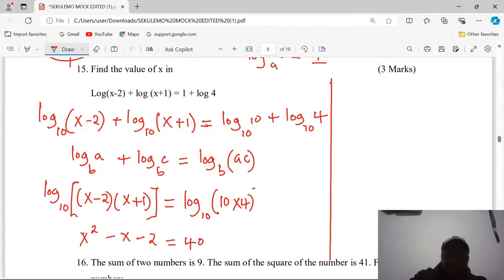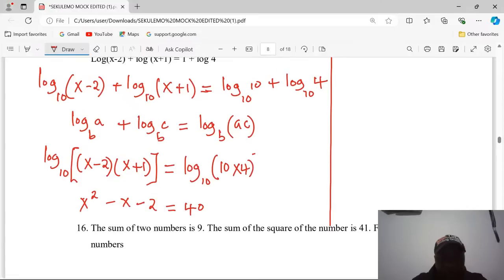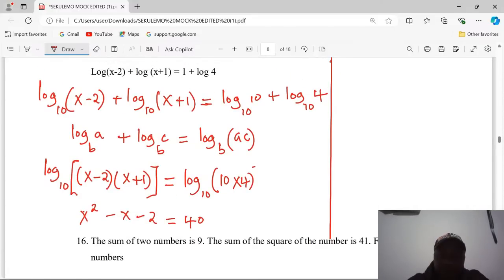Equals to 40. So the values of x can now be gotten when we use the completing square method. x squared minus x equals to 42 on this side. We can add a constant to the other side too. The constant will be given by negative 1 over 2 squared, which will be a quarter. And we also add a quarter to this side.